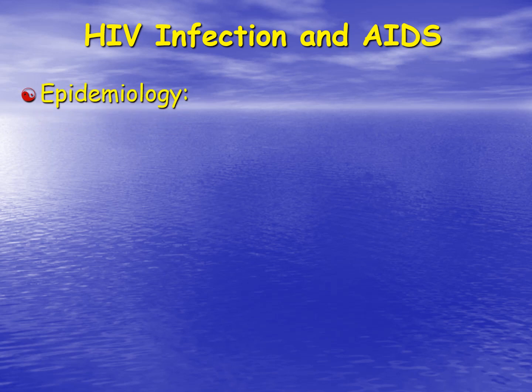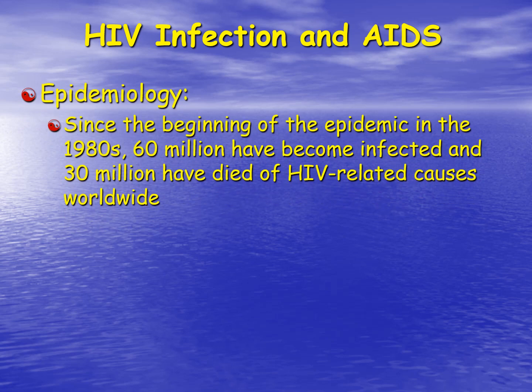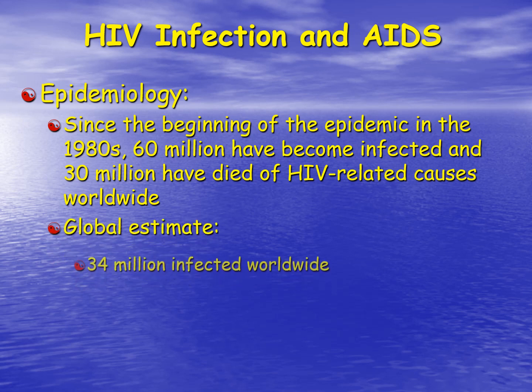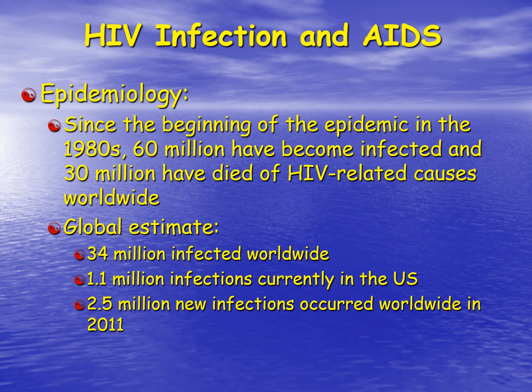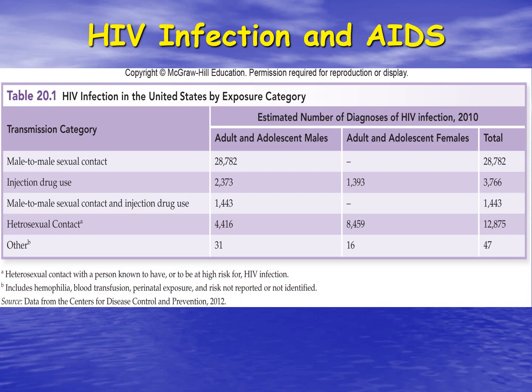Epidemiology of HIV. Since the beginning of the epidemic in the 1980s, 60 million people have become infected and 30 million have died of HIV-related causes worldwide. Currently, the global estimate is about 34 million living with HIV, with about 1.1 million infections currently in the United States. 2.5 million new cases occurred worldwide just in the year 2011. And this table out of Chapter 20 shows the infection in the United States by exposure category.